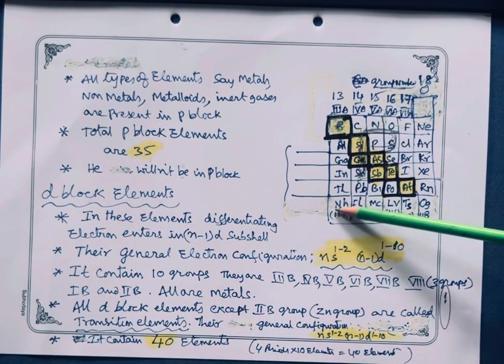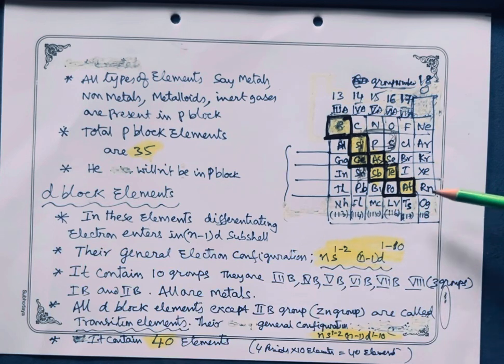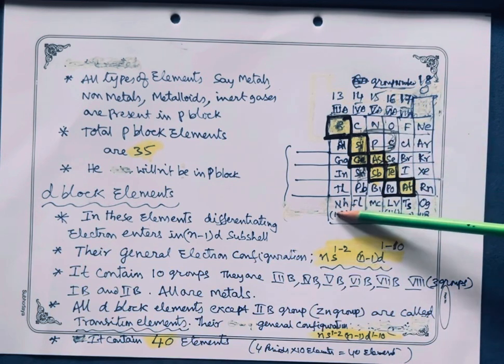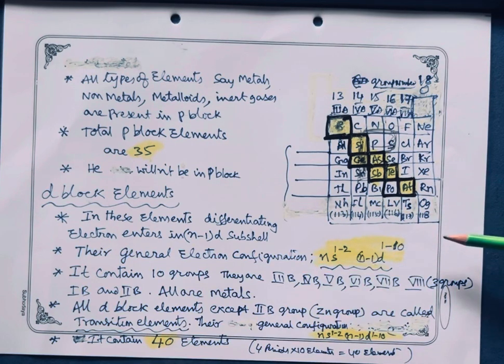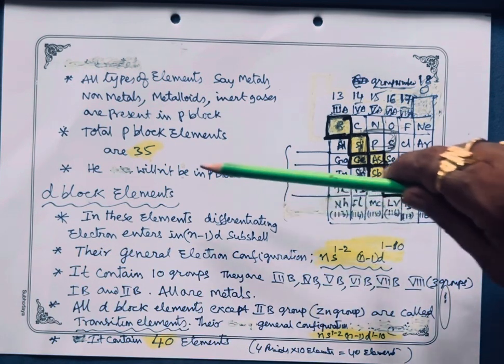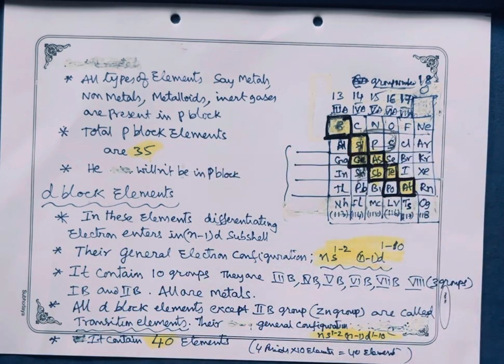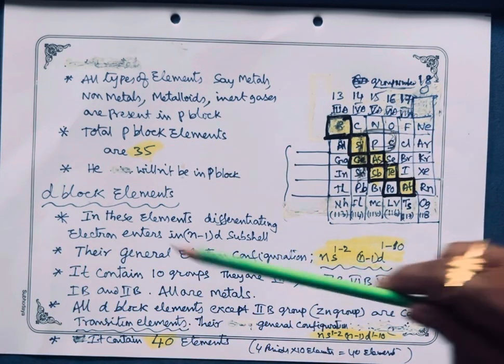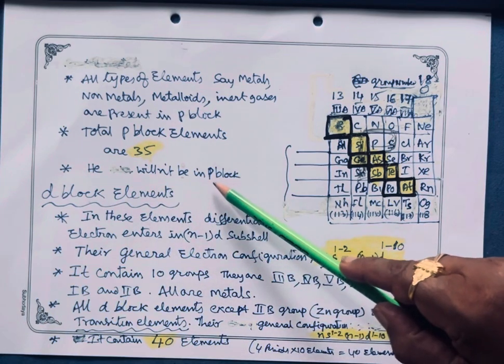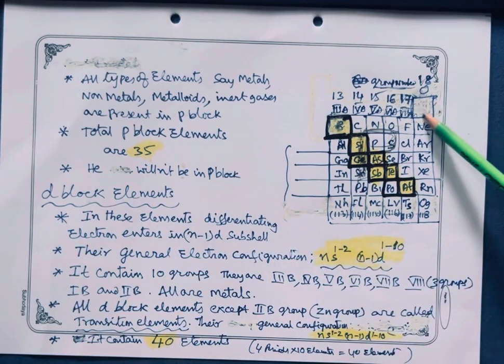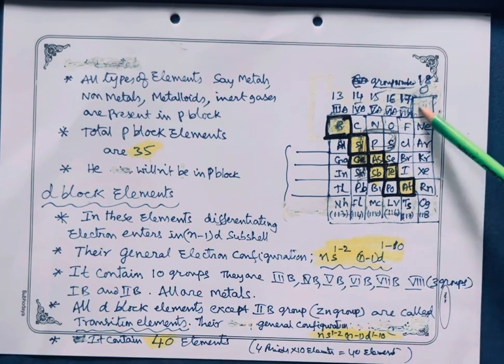35, including the newly discovered elements. These 30 were recently discovered elements in P block. These elements also come under the P block. So presently 35 P block elements are there. Helium will not be in P block. You should not consider helium in the P block. It is an S block element.